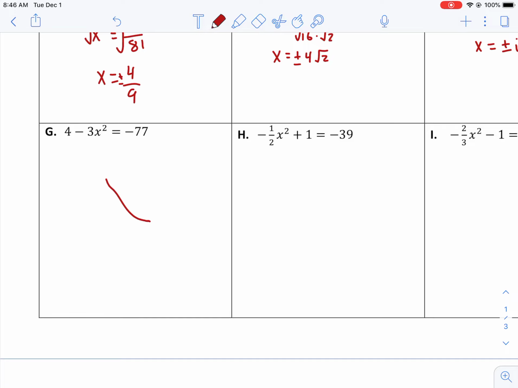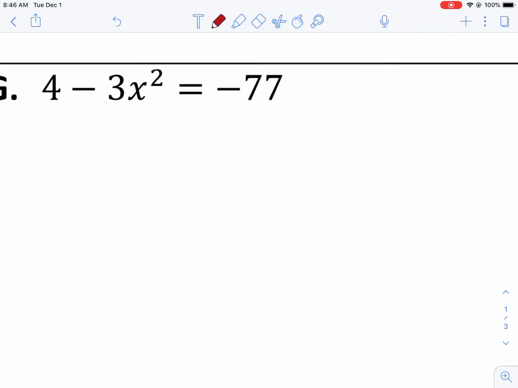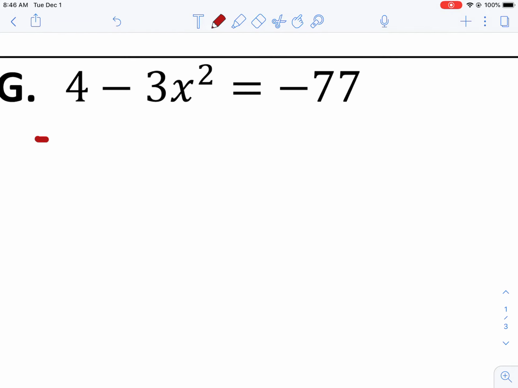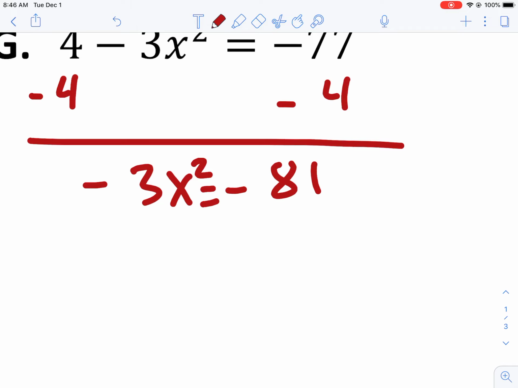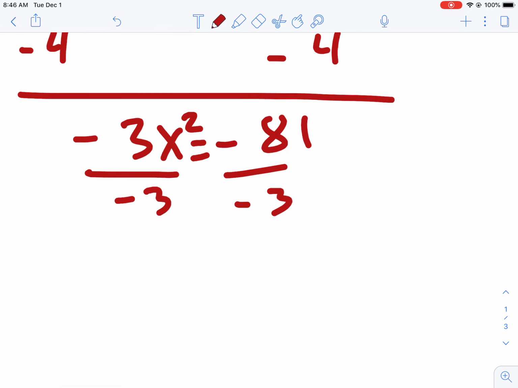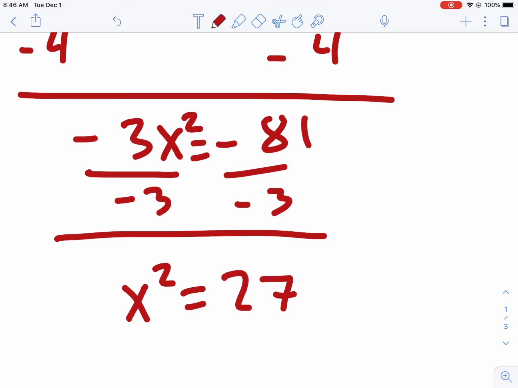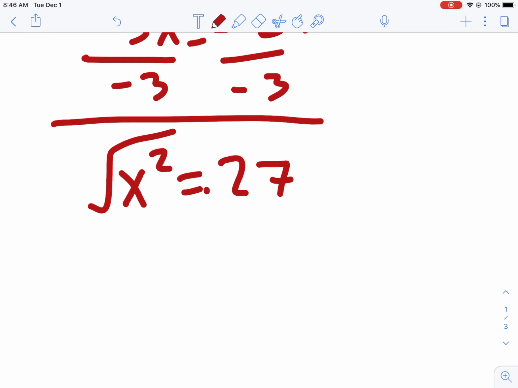Whew, man. They like to just keep giving us more to do. Okay, minus 4. Minus 4. Again, same thing. We're trying to get the x squared by itself. Negative 3x squared equals negative 81. Divide both sides by negative 3. X squared equals 27. Square root of both sides.